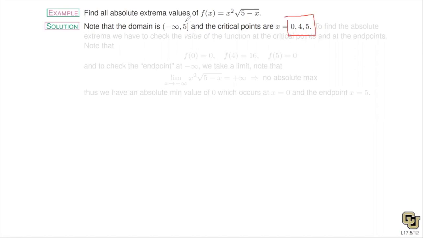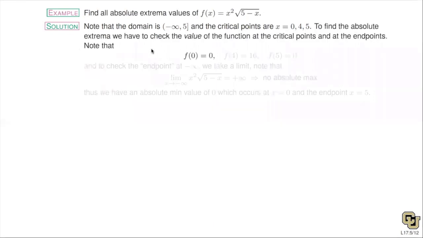And I want to check the value of the function at the endpoints 5 and negative infinity. And so that's what I want to show you. At negative infinity, how do I check the endpoints? We're going to do a limit. So here, let me check the value of the function. At 0, it's 0. At 4, it's 16. At 5, it's 0. And now I've checked 0, 4, and 5. I now need to check negative infinity, the other quote unquote endpoint.